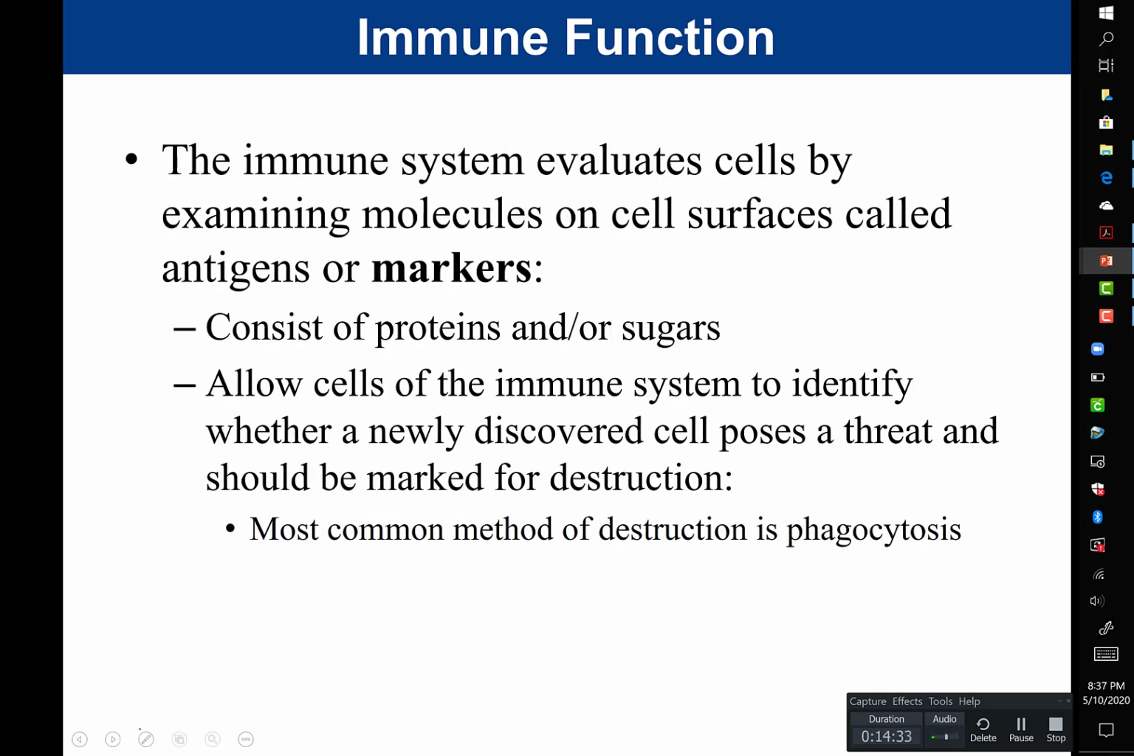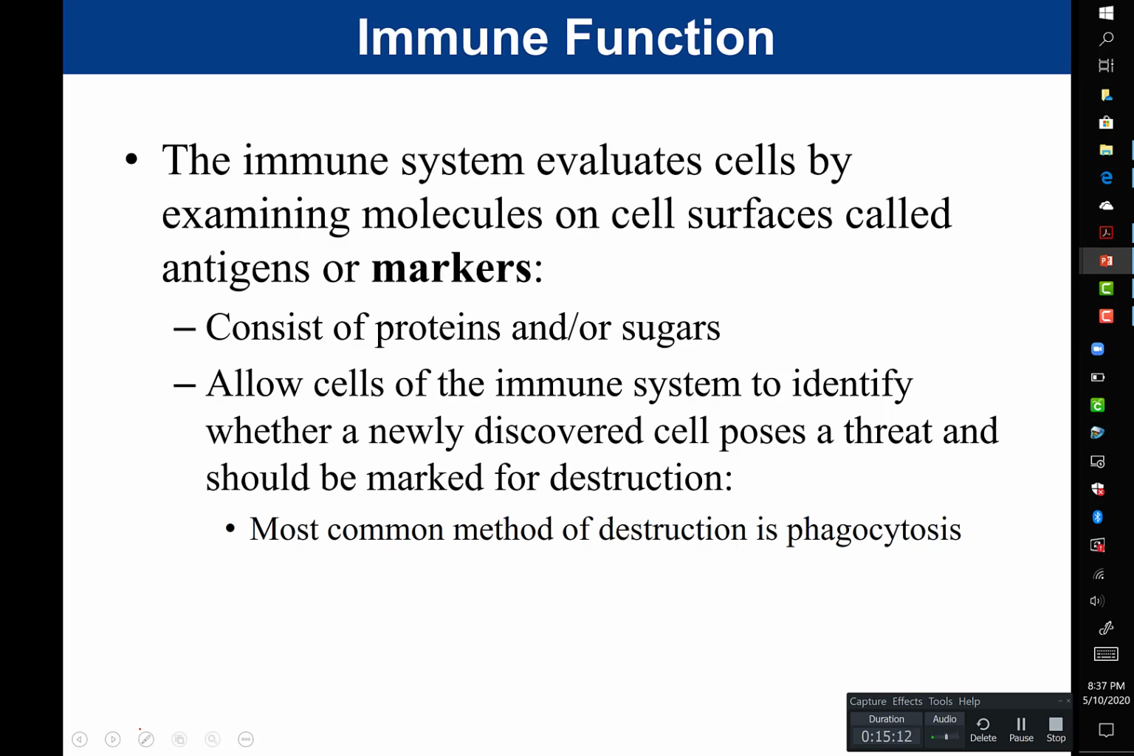The immune system is going to evaluate cells by examining molecules on cell surfaces that are called antigens or markers. So an antigen is any chemical substance that can elicit an immune response. And so these antigens or these markers consist of proteins and or sugars. So they're not always protein-based, they might be sugar-based. And these will allow cells of the immune system to identify whether a newly discovered cell possesses a threat and should be marked for destruction.